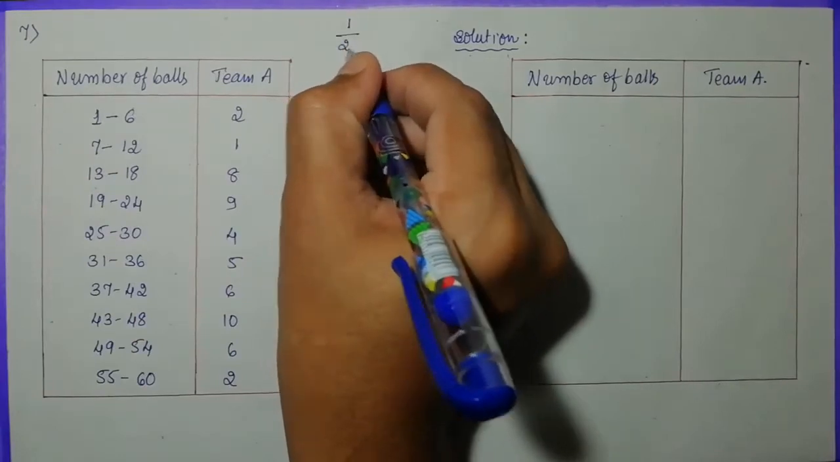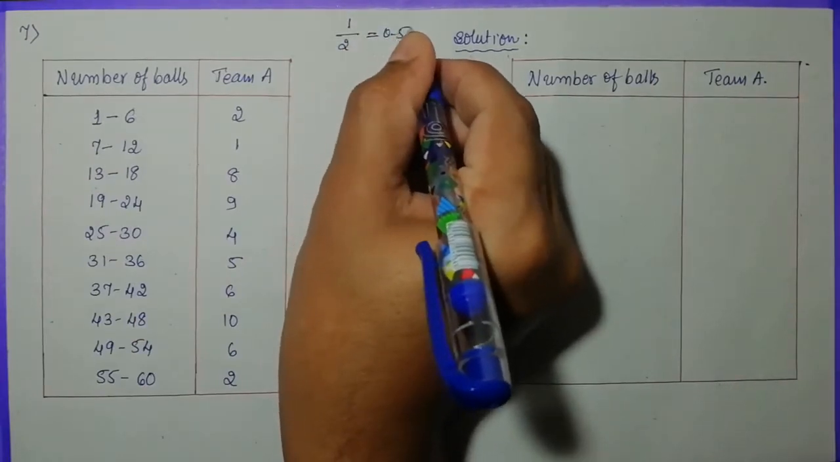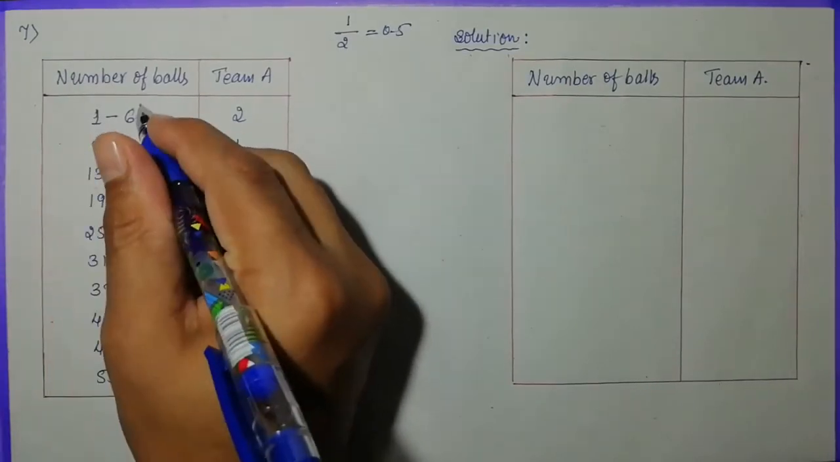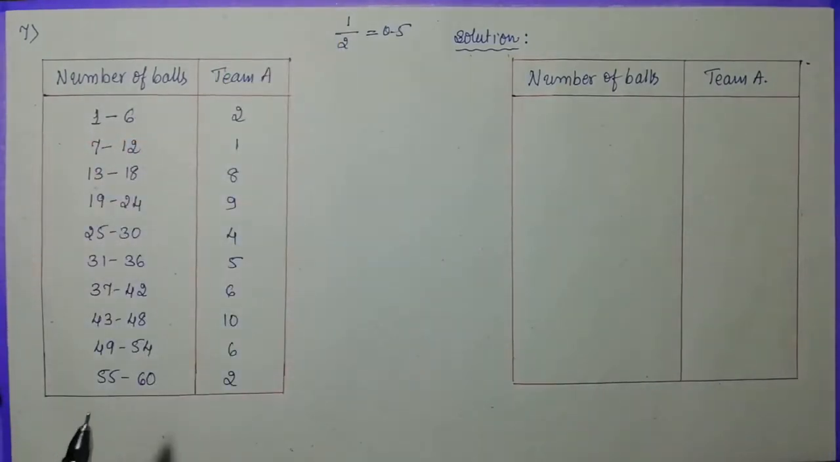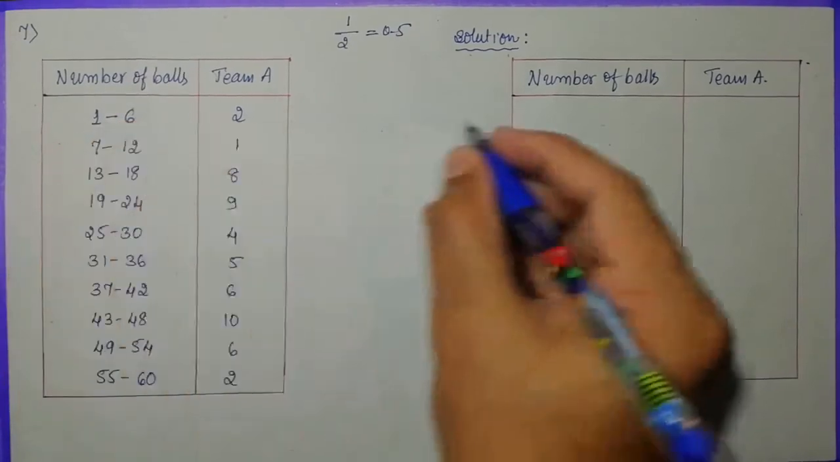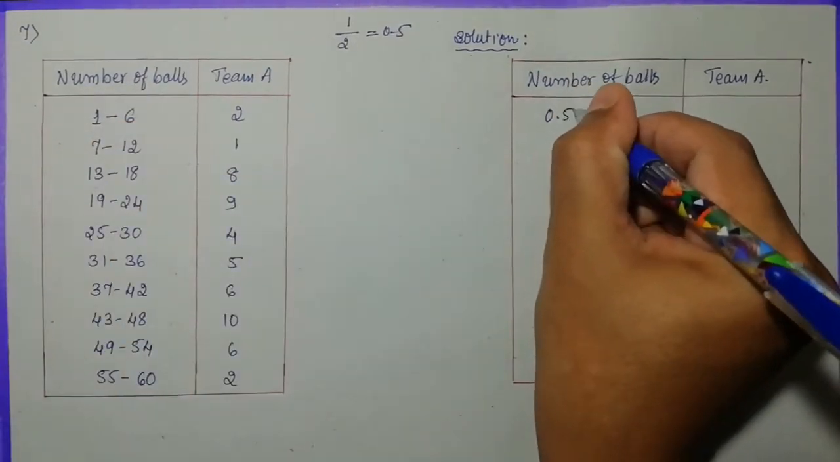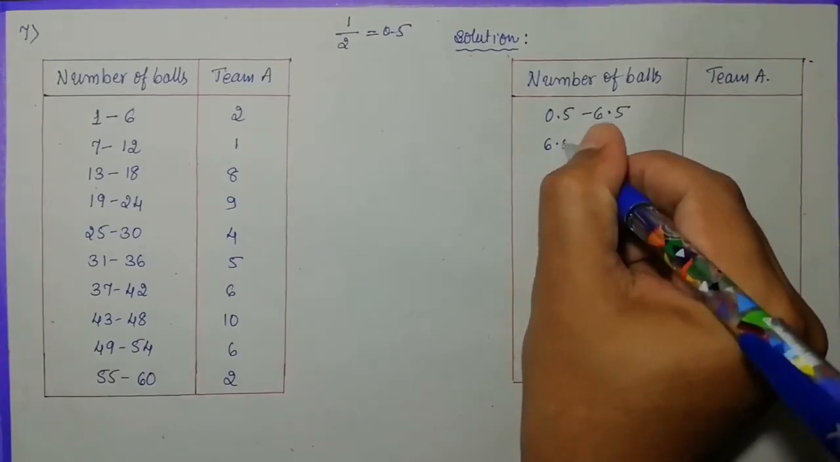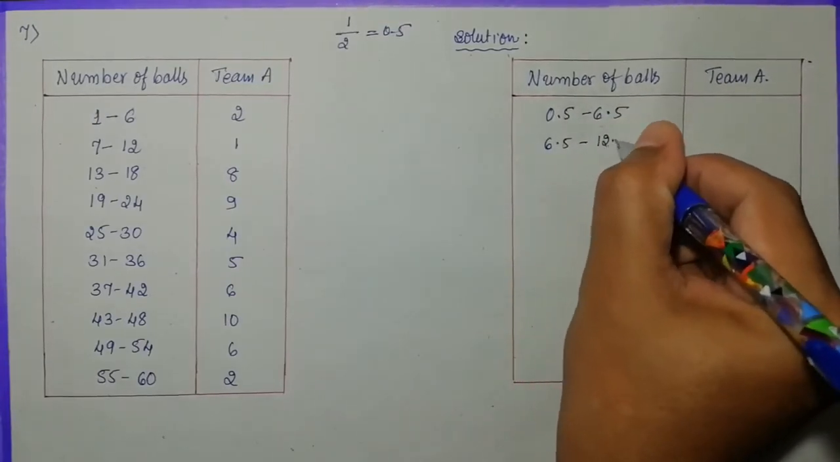So divide this one by 2, you will get what? 0.5. Okay, so decrease the lower limits by 0.5, increase the upper limits by 0.5, then it will become continuous. Now look at here, it has become 0.5 to 6.5, then 6.5 to 12.5.